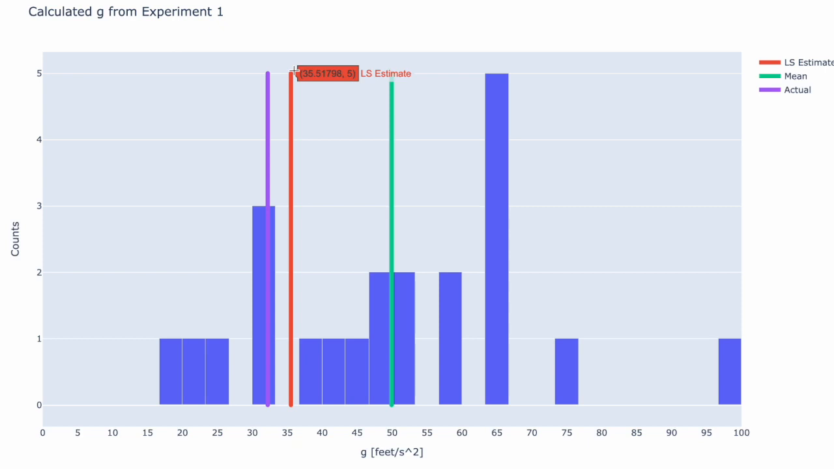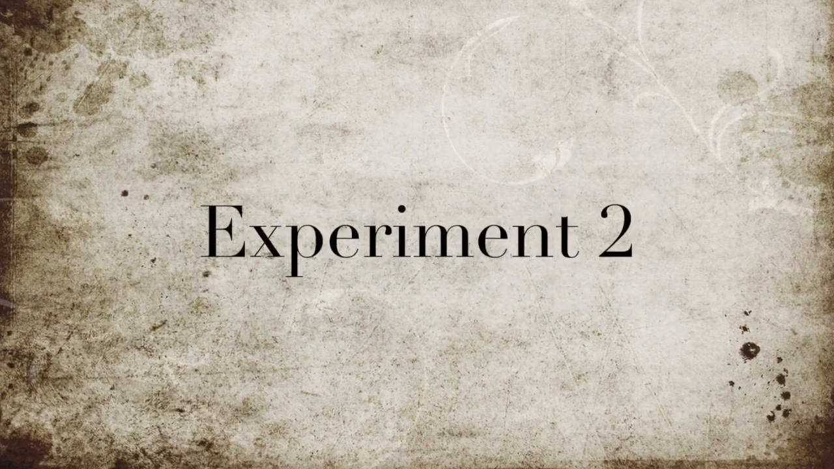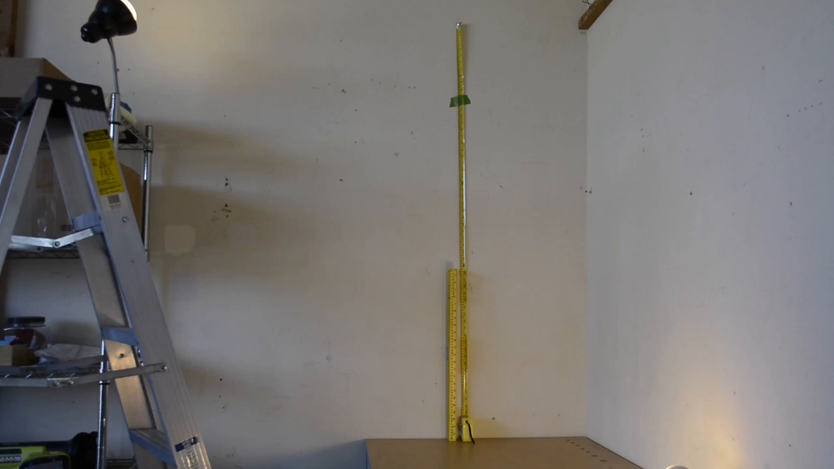The actual value that corresponds to the 9.81 seen in the textbook earlier in this video, when converted to English units, is 32.2 feet per second squared. So our initial experiment gets us relatively close. Let's see what happens in experiment 2. In experiment 2, we'll increase the height to 5 feet and then repeat the preceding experiment.